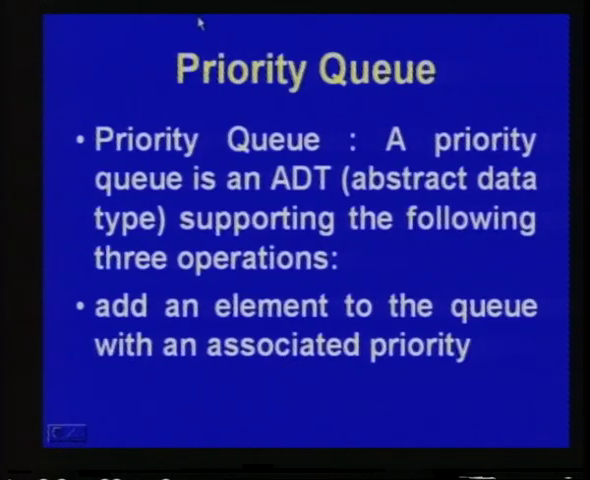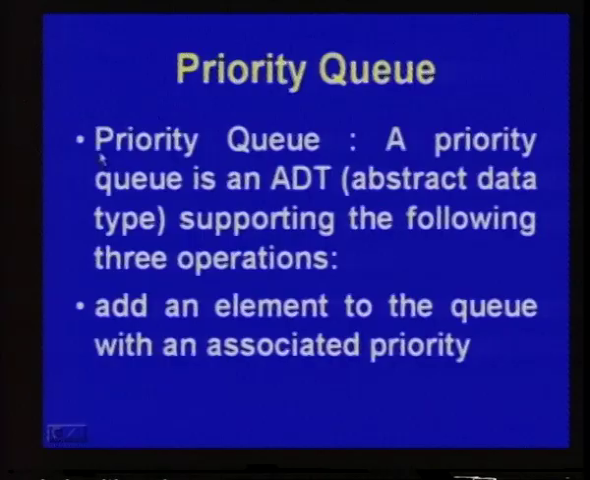Now, let us look at priority queue. This is a typical data structure and this priority queue is going to be used as an important data structure in different types of sorting algorithms. So, before we go further into that, let us discuss what is meant by a priority queue. If you look at the definition, a priority queue is an ADT. An ADT is an abstract data type supporting the following three operations. Normally, any data structure will support the following three operations.